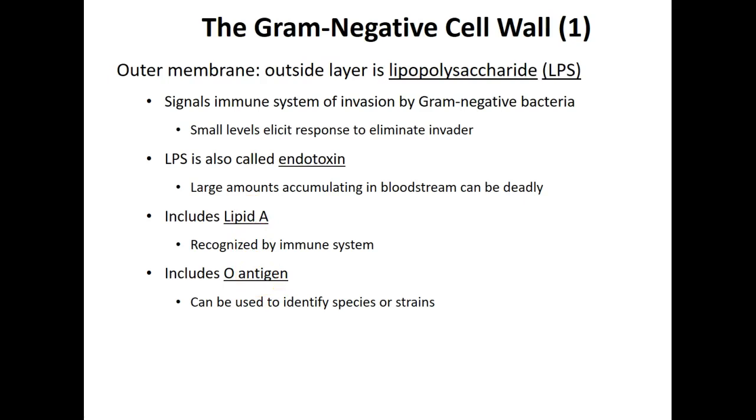For instance, you may have all heard of E. coli before, but the E. coli can be differentiated based upon their O antigen amongst some other antigens. There's a K antigen associated, for instance, with their capsule, and some other antigens as well.